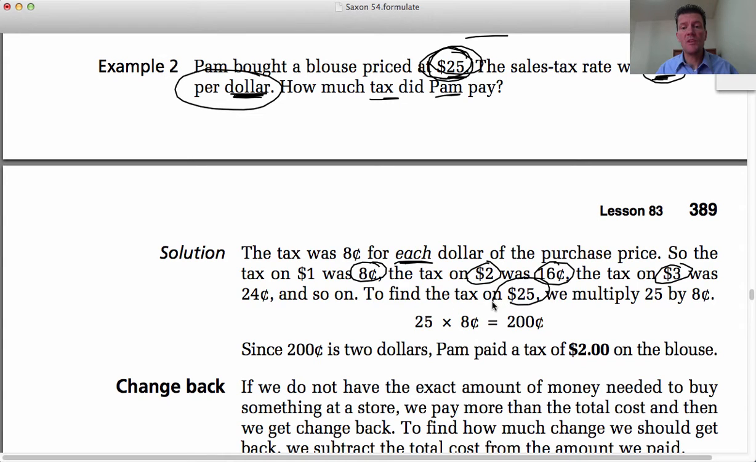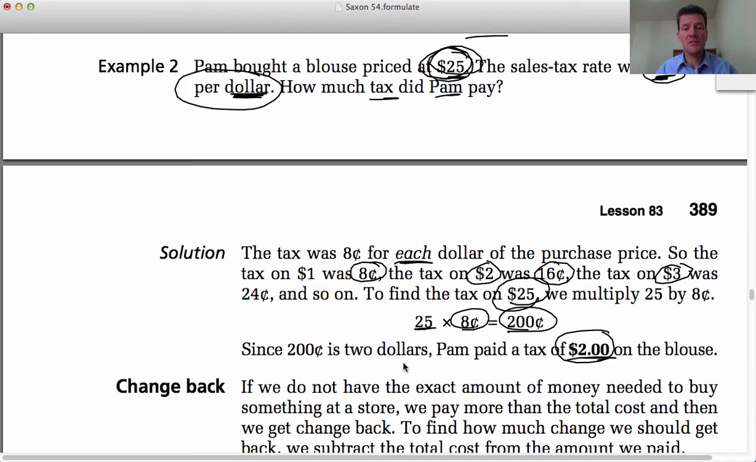But she spent $25. So to figure out the tax for her purchase, you have to take the number of dollars she spent, which is 25, multiplied by 8 cents, because it's 8 cents per dollar, to get a total of 200 cents, which is $2. That's the additional tax that is added on to her $25. Okay? So she paid a tax of $2.